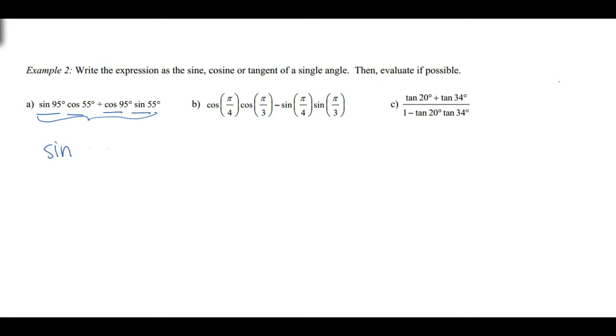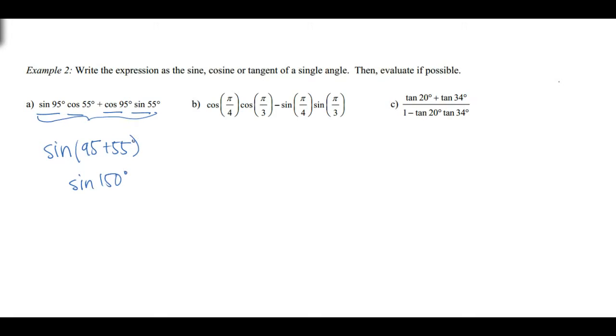That's just sine of two angles. So you recognize that. You jump up and down and you're like, that's just sine of 95 plus, because it's sine 55. That's just the sine of 150.